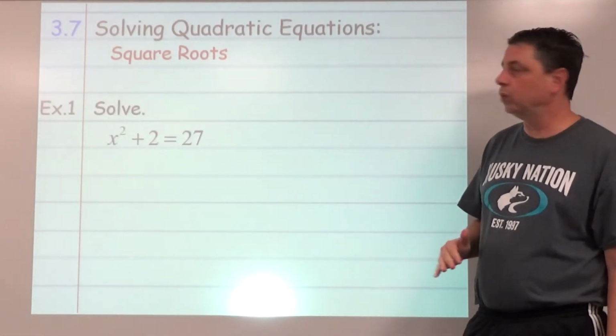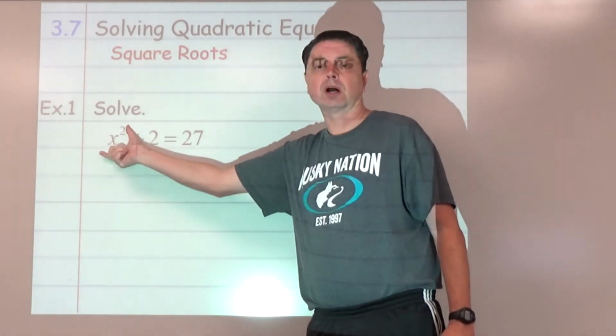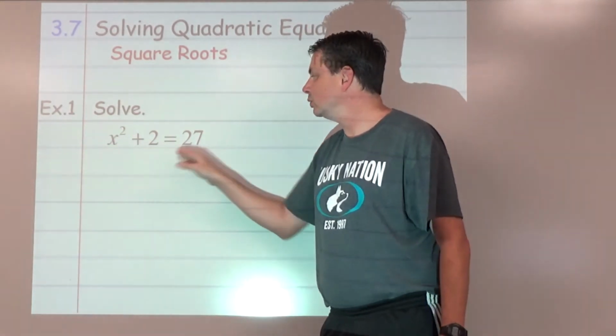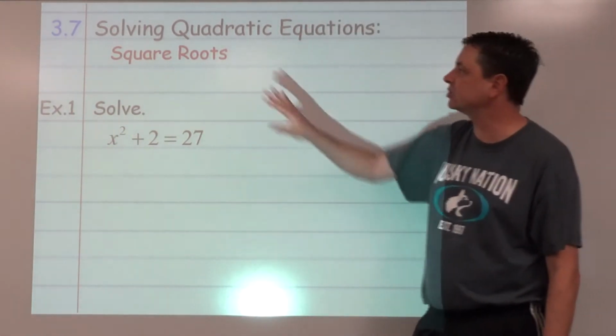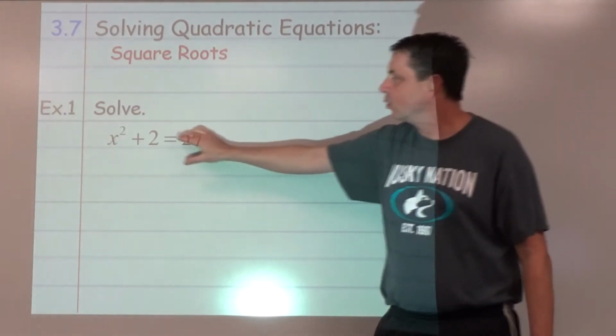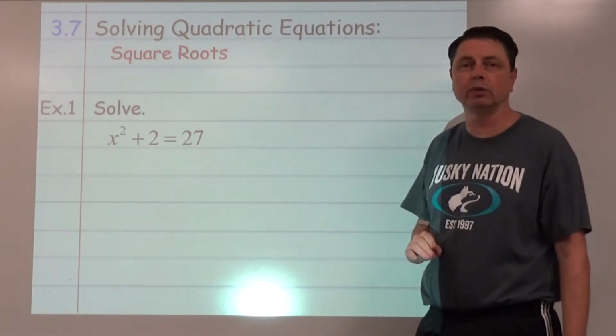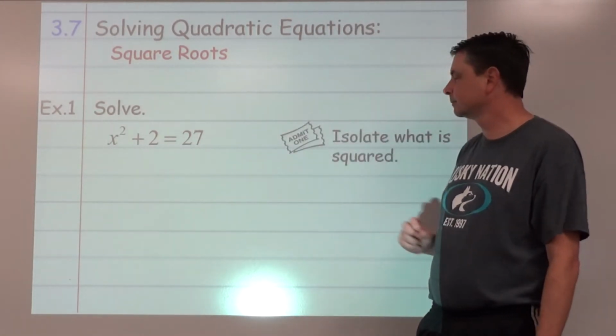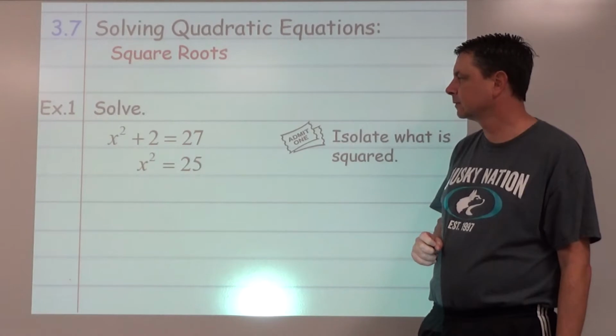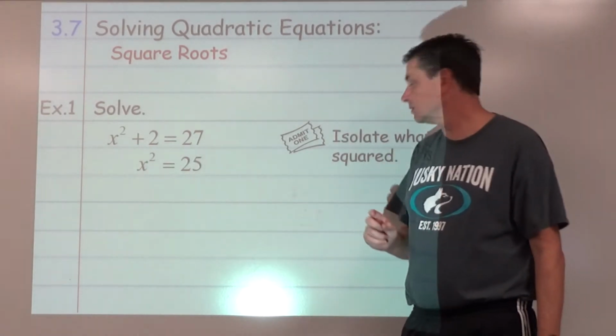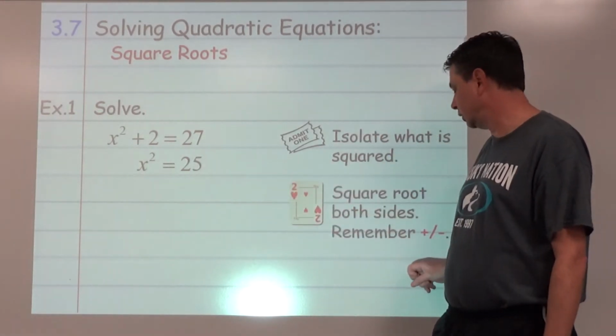Example number 1: x squared, there's the quadratic part, plus 2 is equal to 27. If we're going to solve by square roots, we want to isolate the x squared. So we're going to go minus 2 on both sides. Next, we're going to square root both sides.